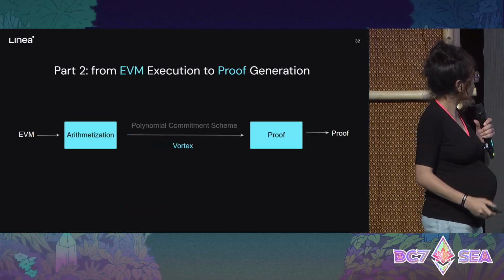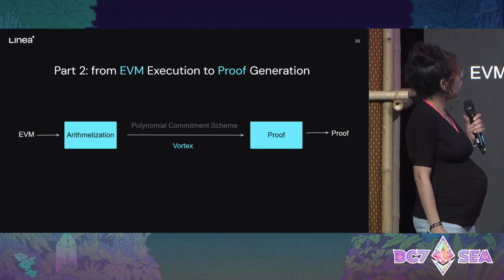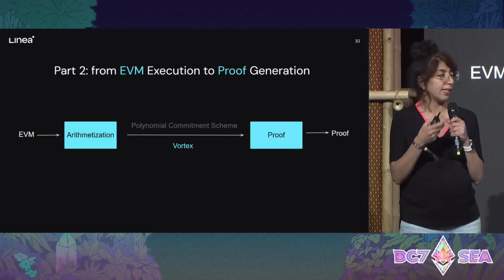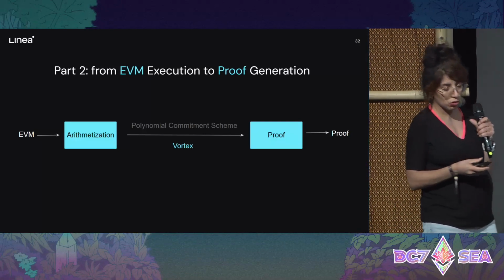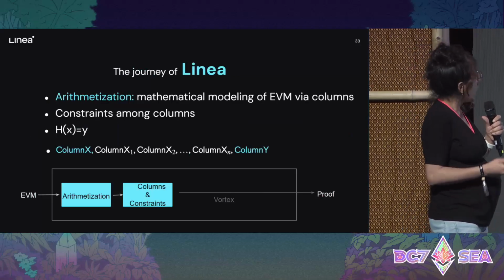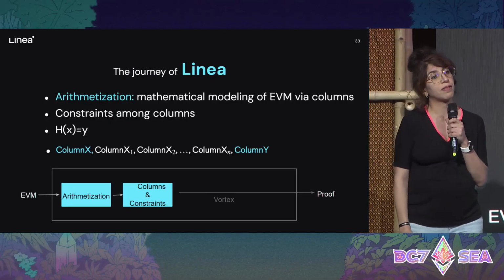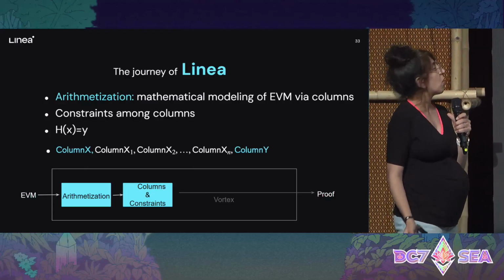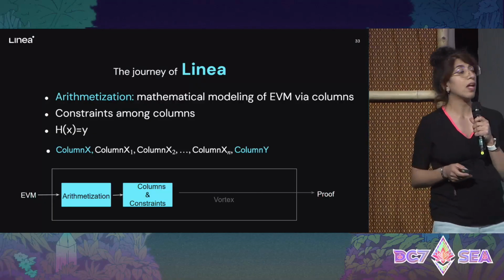Let's go to the second part. Here we are focusing on what is happening on layer 2, Linea, and how we generate proofs from EVM execution via such polynomial commitments. There are a lot of steps until we can generate a proof. The first step in this journey is arithmetization. And arithmetization for us is mathematical modeling of the EVM by columns and constraints between columns.